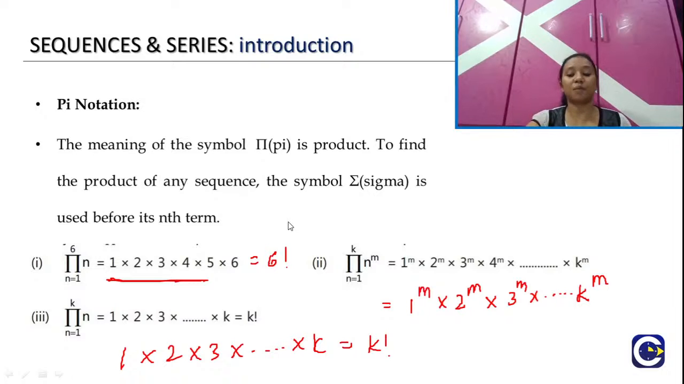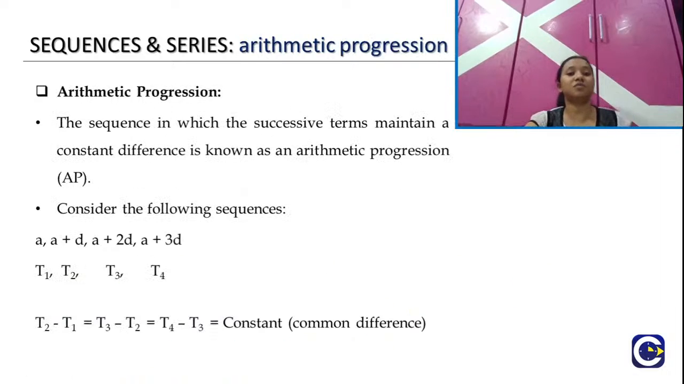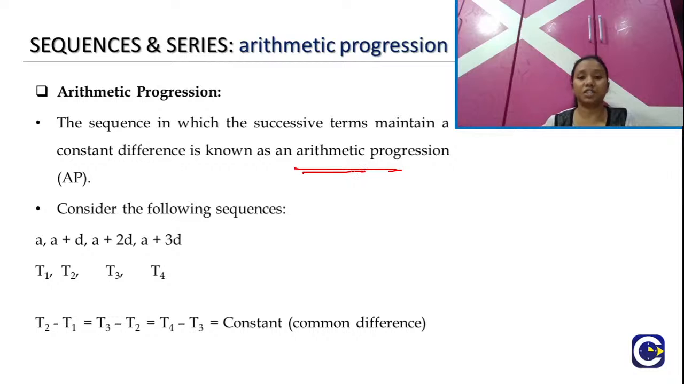So now let's jump into our next important concept, which is the arithmetic progression, right? As I mentioned, sometimes a sequence will be called a progression, so there is nothing different here. So let's see the definition of this arithmetic progression. The sequence in which the successive terms maintain a constant difference is known as an arithmetic progression.